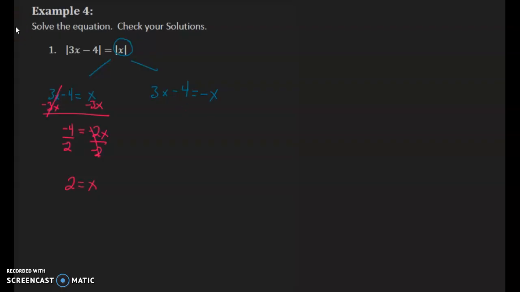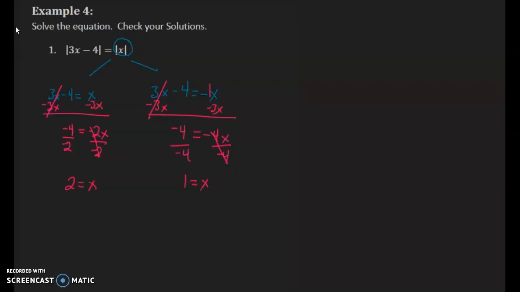Alright, so now let's work on solving the right-hand side. So we're going to once again move the 3x by subtracting it. So 3x minus 3x is 0. So you have negative 4 equals negative x minus 3x. That's like taking negative 1 minus 3. Is negative 4x. Now we divide by negative 4, and we get an answer of 1. So those are our two potential answers.